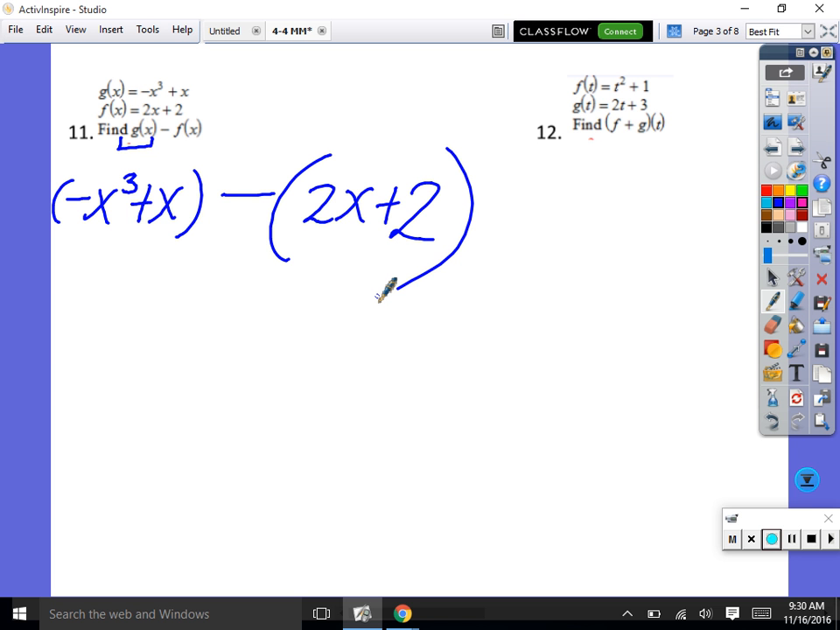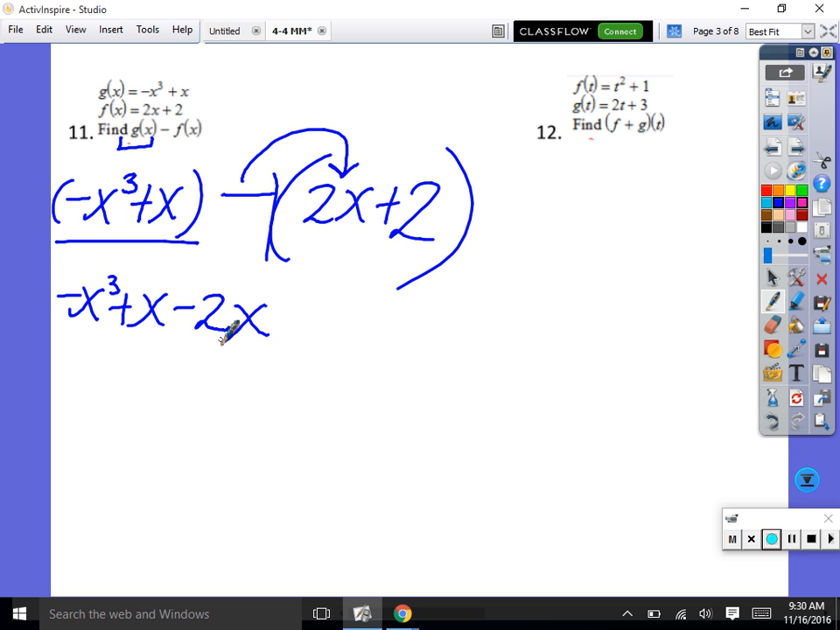Subtraction is one of the most missed problems because people don't distribute the negative. So we don't need to distribute the negative here. There's not a negative in front of the entire function. So we just have negative x cubed plus x. We didn't have to change anything on that. But on this part, we've got to put in our negative 1 and distribute it through. So won't that be negative 1 times positive 2x is negative 2x? Does everybody understand? Now right here's where people miss it. Negative 1 times positive 2 is negative 2.